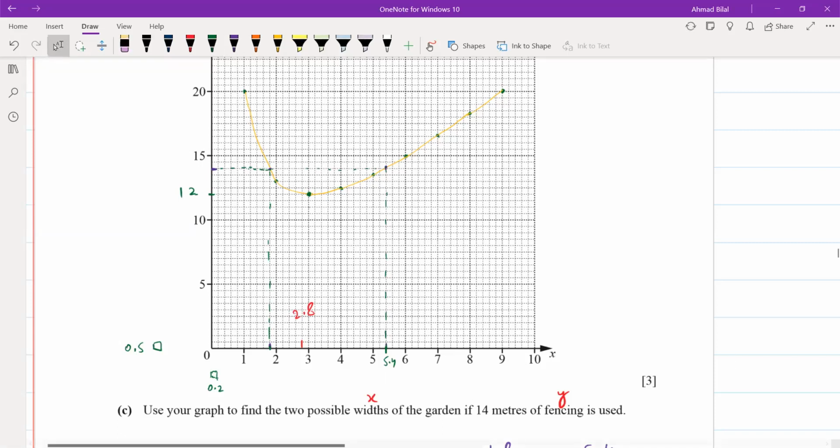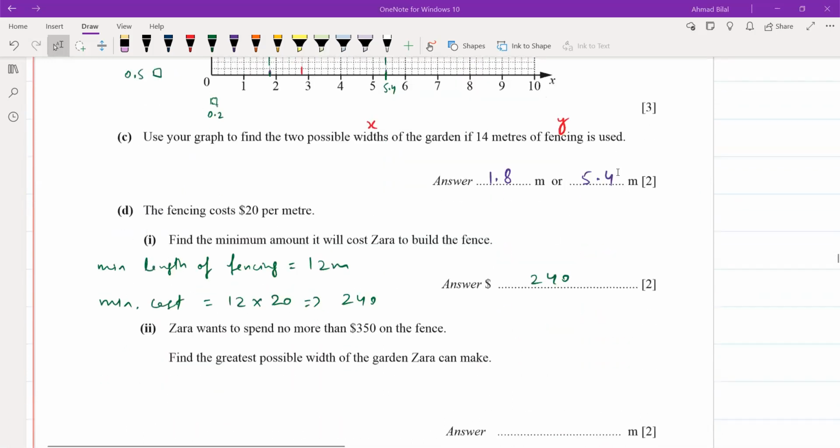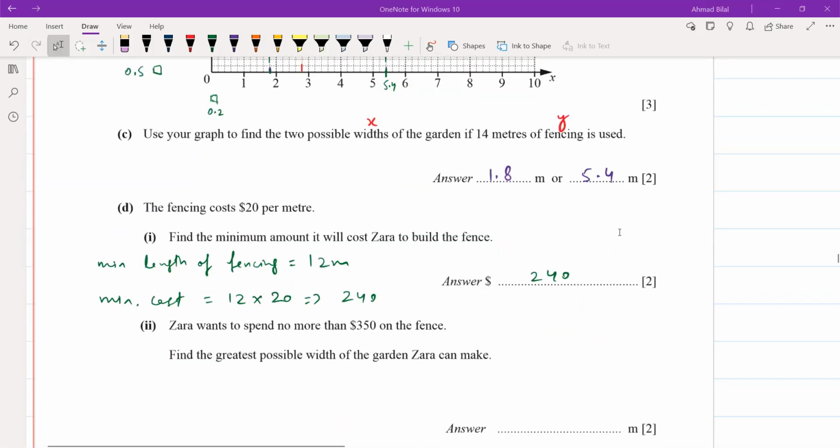So let me actually just look at the marking scheme, what it says there. Okay, so the marking scheme, it says 5.2 se leke 5.4 tak, anything is acceptable. So you have to read on your graph. अपने graph के ऊपर check करेंगे 5.2 और 5.4 के दरमियान में कोई भी number आए तो that is going to be correct. Okay, so you get 1.8 and 5.4.